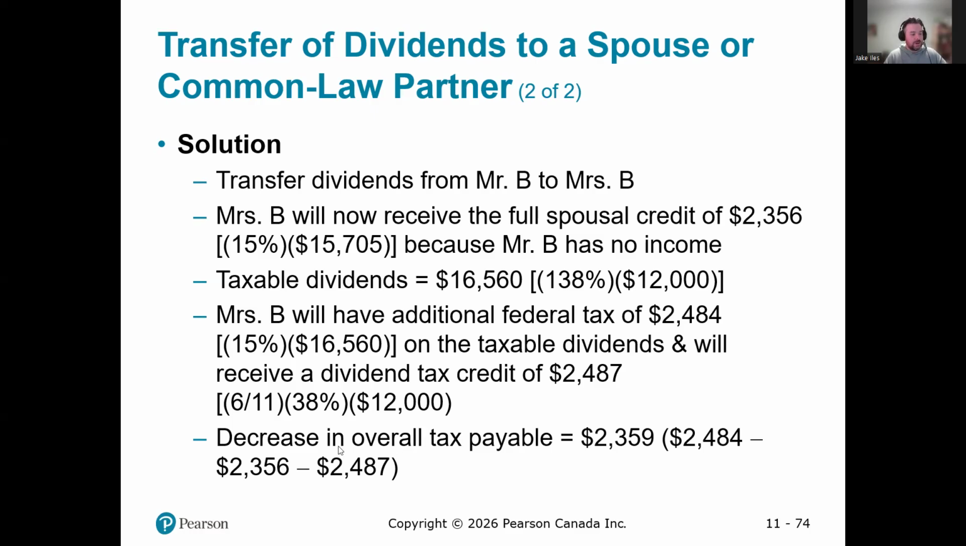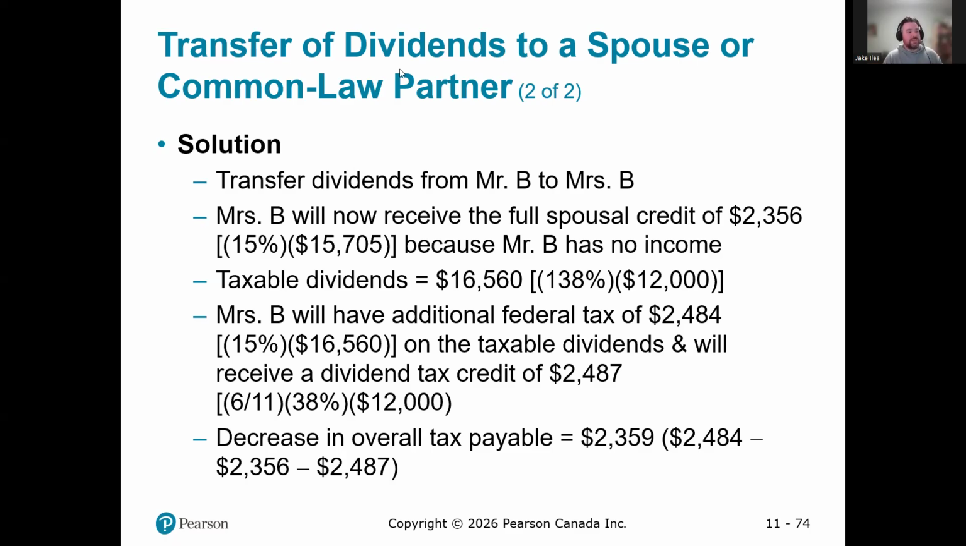So the overall decrease in taxes payable is 2,359. Our additional taxes we owe minus the spousal credit we use and the dividend tax credits. So by being able to transfer this dividend income, we can save over $2,300 on our taxes.